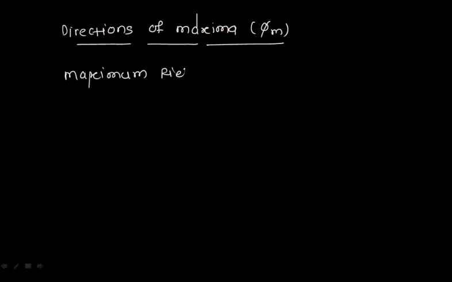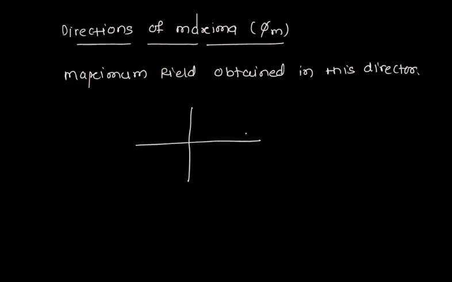Maximum field obtained in this direction. Okay, so I'll get the maximum field. So if I talk in terms of the radiation pattern, I can say if I'm getting here the maximum radiation, I can say this is nothing but the maxima, and the direction in which I'm getting this maxima will be called as the direction of the maxima.